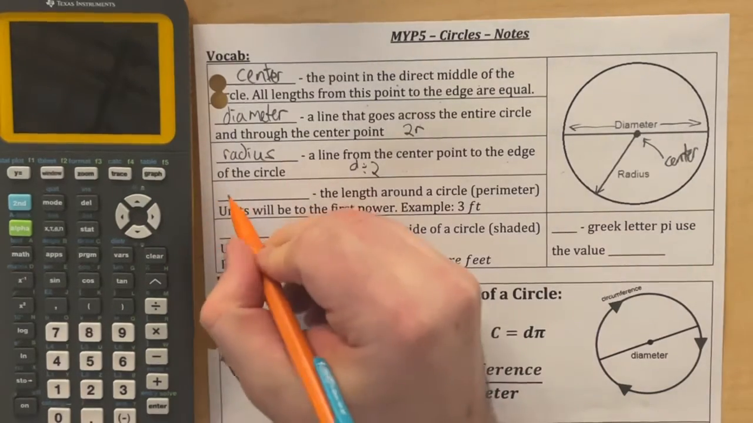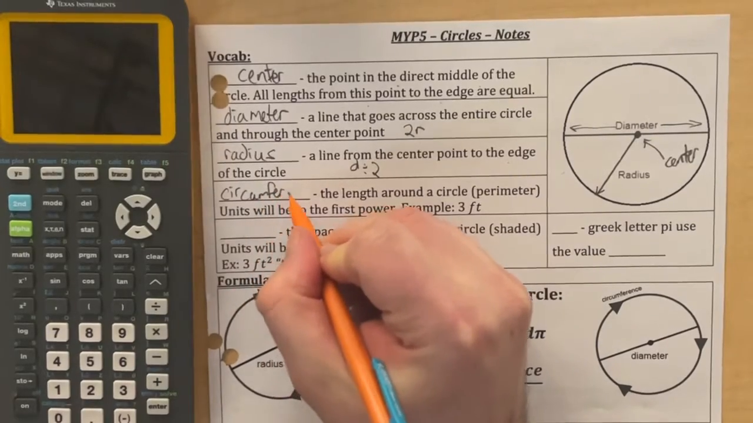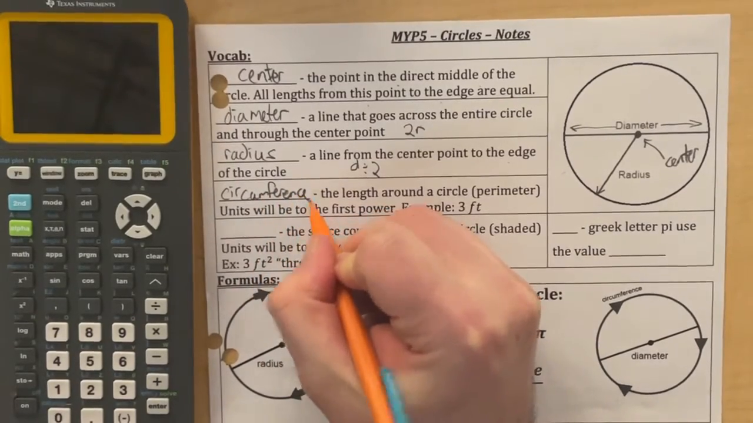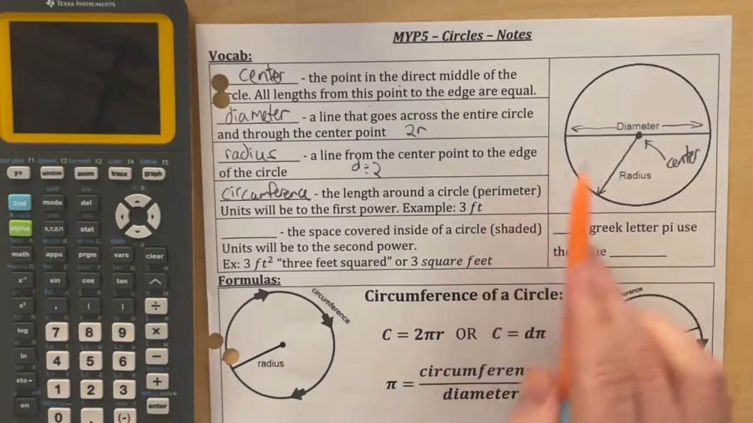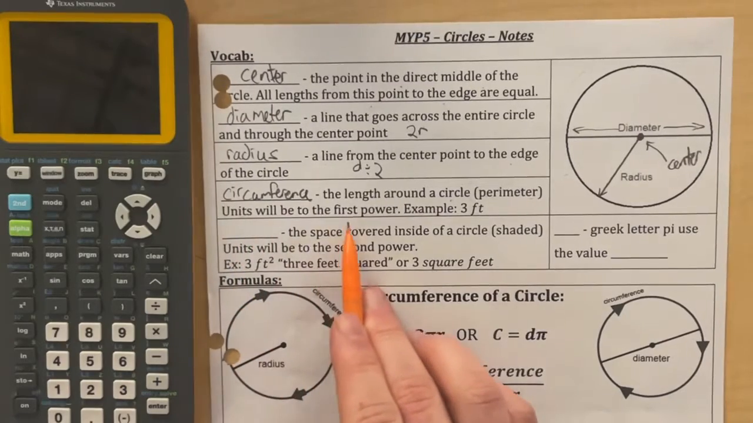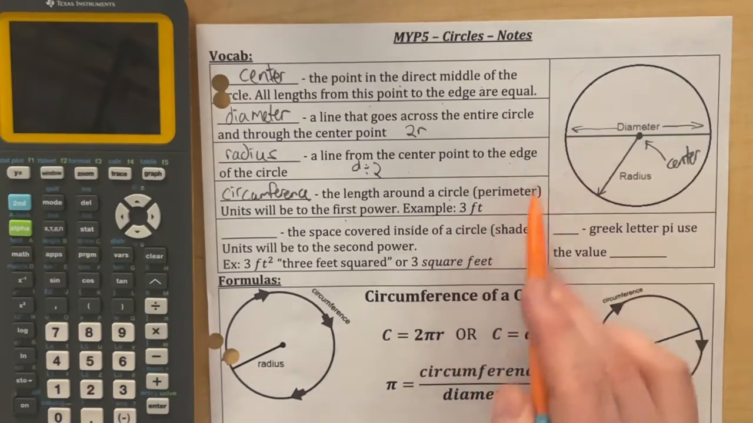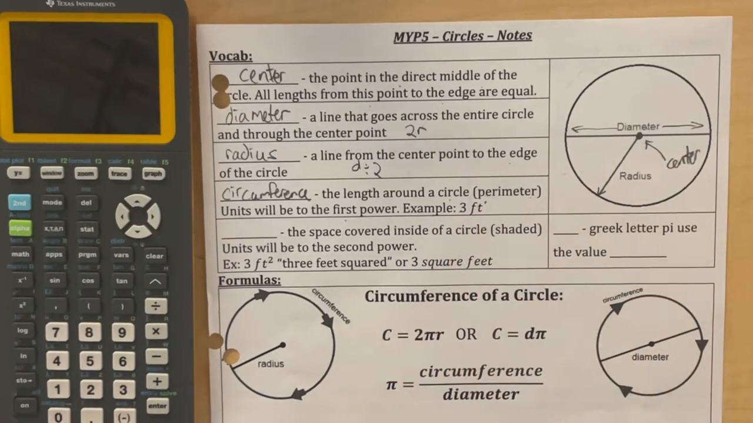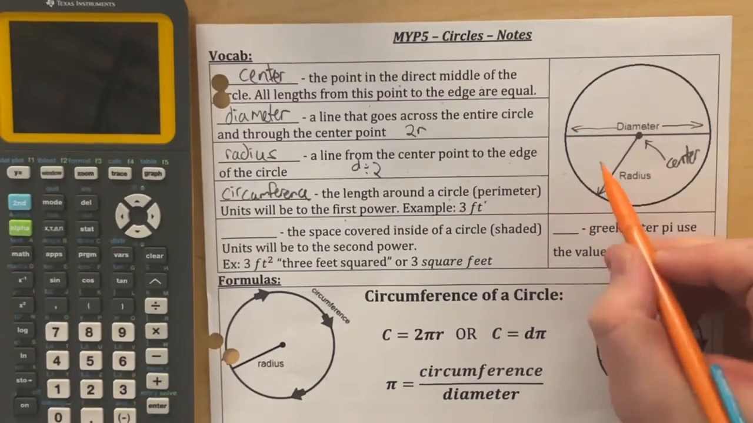Then we're going to say the circumference. The circumference is going to be the length around a circle. So it's basically like the perimeter around the outside of the circle. And the units will be to the first power. For example, if we're saying the circumference is 3 feet, it would just be to the power of 1. So again, we're talking about this outside amount.